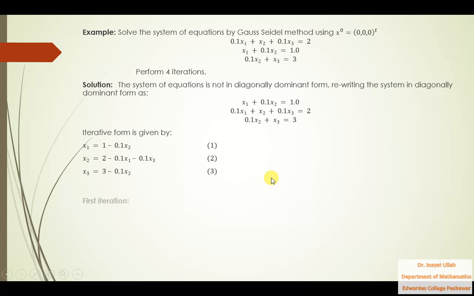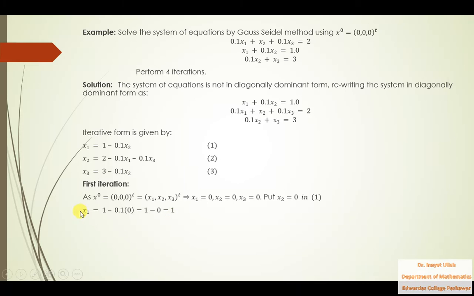Now watch carefully. We need to perform the first iteration. For the first iteration we use the values 0, 0, 0, compare them with x1, x2, x3 to get x1 is 0, x2 is 0, x3 is 0, and put them in equation number 1. For equation number 1 we need just x2, so putting x2 as 0 in this equation gives the new value of x1, which is 1.